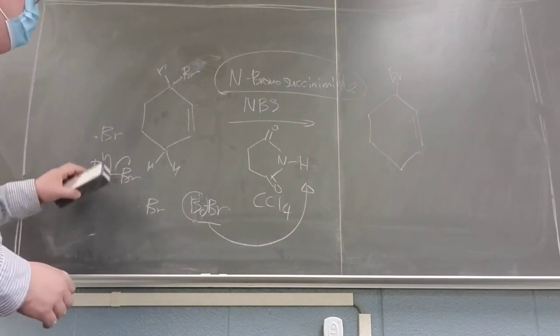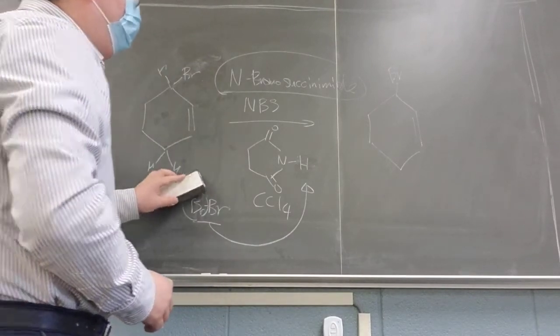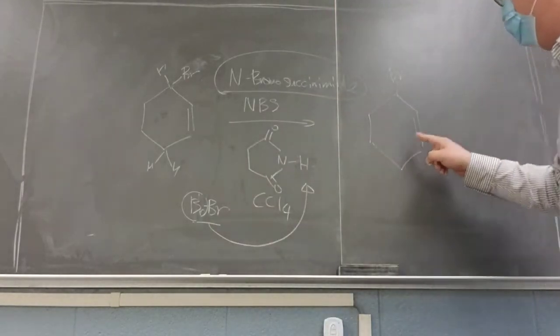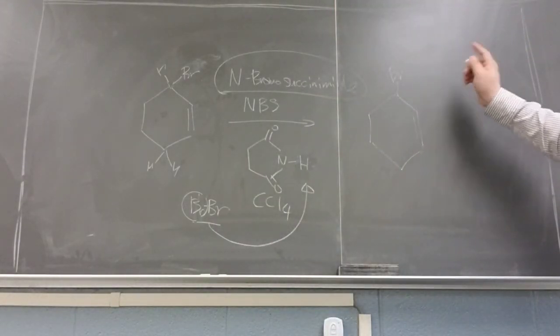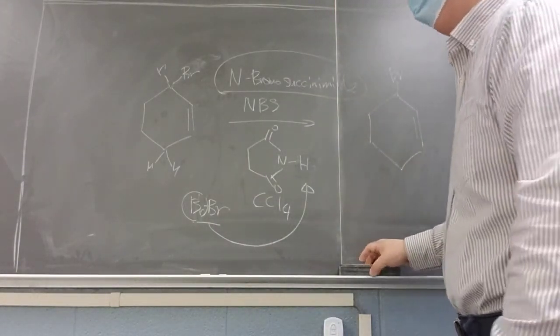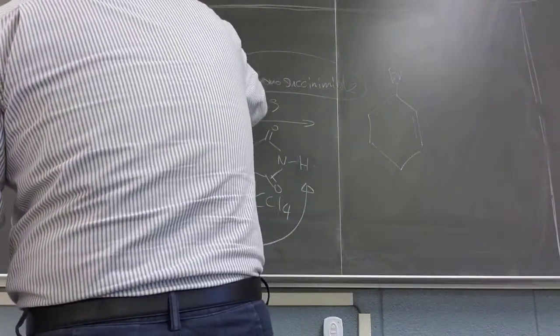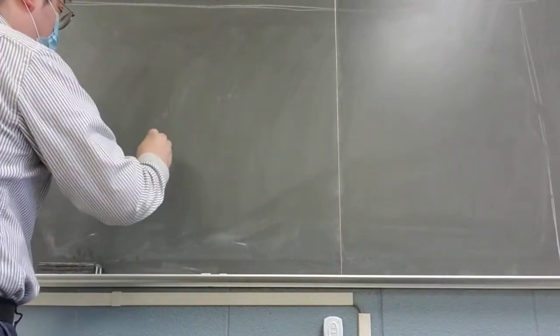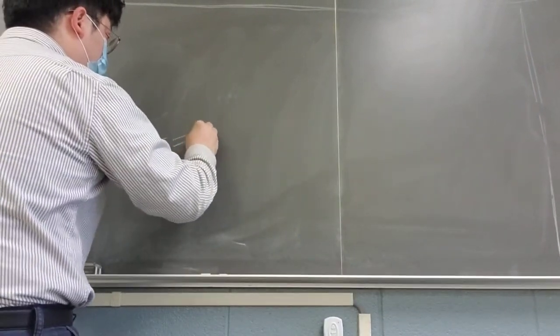So, yeah, this is why you had this product over here, not the bromination of the double bond. The double bond is not consumed, because it's a radical halogenation. So here's the thing. Here's one example I can give you.